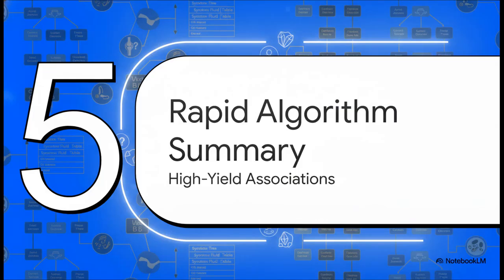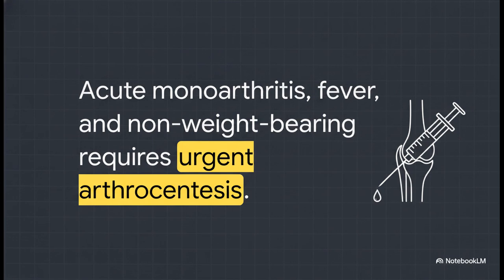Finally, Section 5, a rapid algorithm summary. Let's lock in this diagnostic map with a fast-paced review of those ultimate high-yield associations. Number 1, an acute, hot joint that cannot bear weight is septic until proven otherwise. Your very next step is always an urgent arthrocentesis.